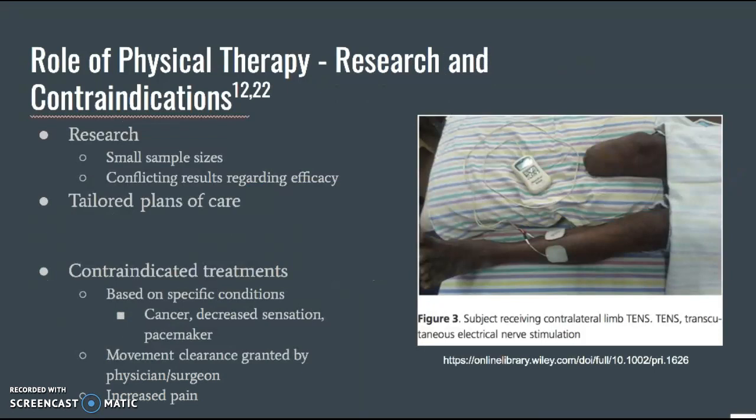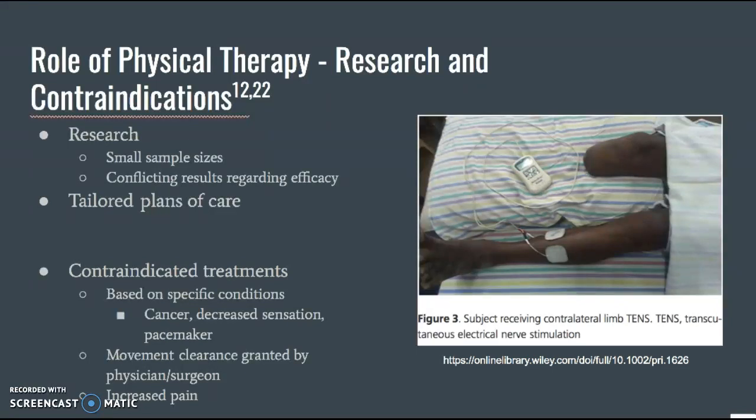For the interventions listed, it's important to note the small sample size of each study, and therefore the inability to conclude these treatments will be effective for large populations of patients with phantom limb pain. There is also conflicting evidence among the research regarding efficacy of interventions for phantom pain. When selecting interventions, physical therapists should consult current research and tailor their plans of care to each individual patient based on their current health status and pain levels.